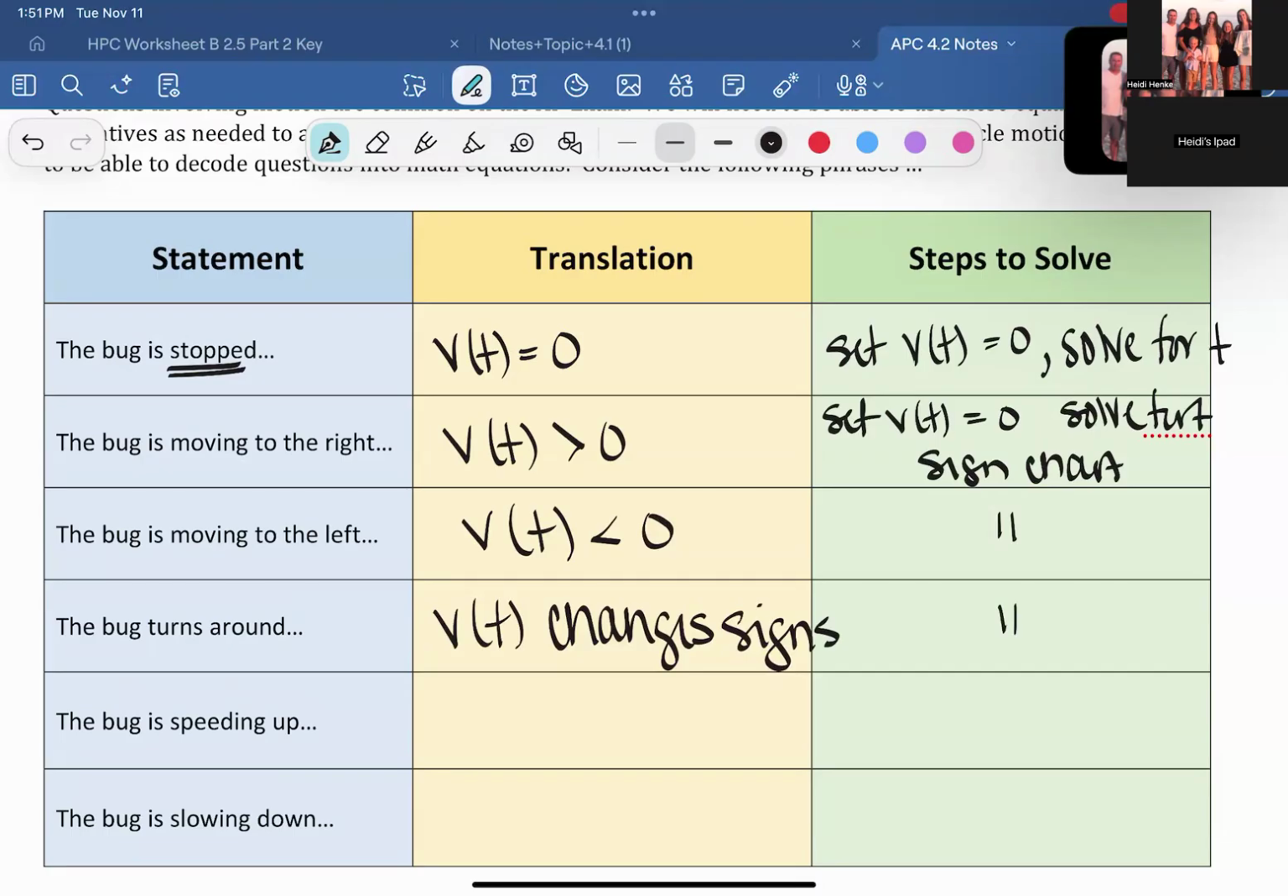Just because it stops doesn't mean it turns around. I know some of you might be thinking, can't we just find where the bug stops? Because it has to stop and then turn around and go from left to right. Not necessarily. It could be going right, stop, and then continue moving right. Just because it stopped doesn't mean it's going to turn around.